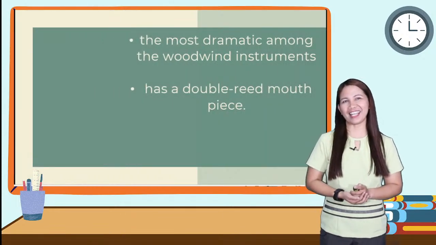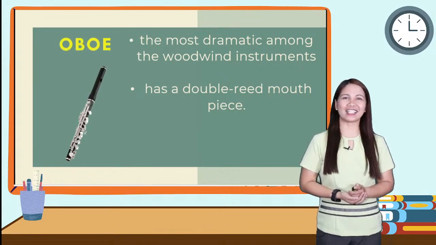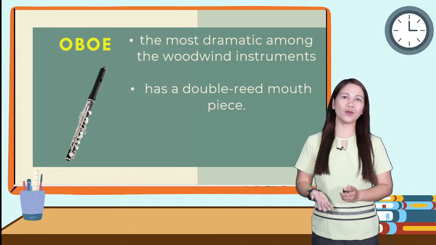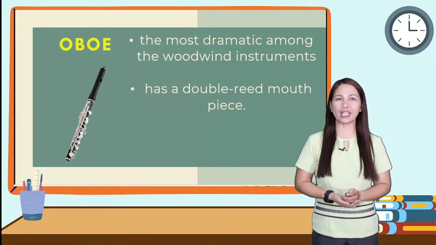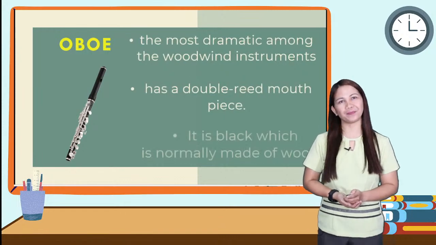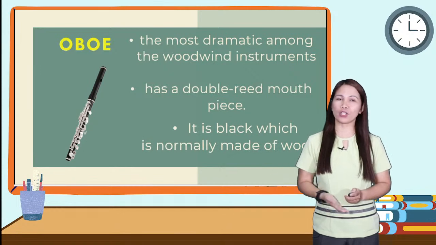What instrument is that? That is oboe. Oboe is the most dramatic among the woodwind instruments and has a double reed mouthpiece. Like what I've said earlier, it is usually black, which is normally made of wood.